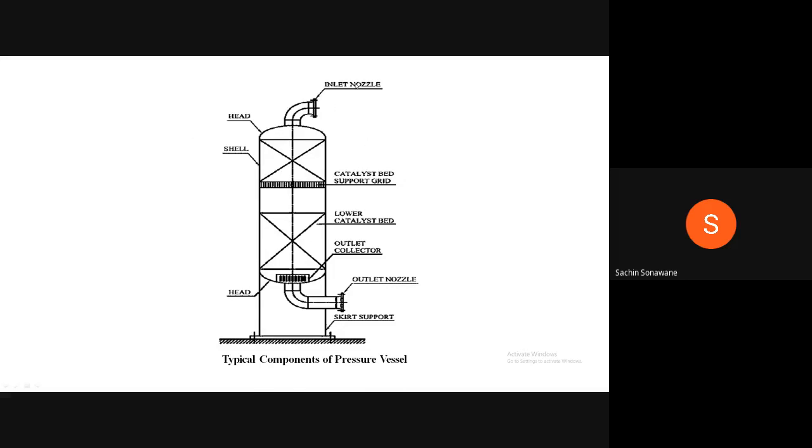Now this is the inlet nozzle head. This is the shell. Again, this is the head at the bottom. This is the outlet collector. This is the outlet nozzle. This is the lower catalyst bed. This is the catalyst bed support grid.